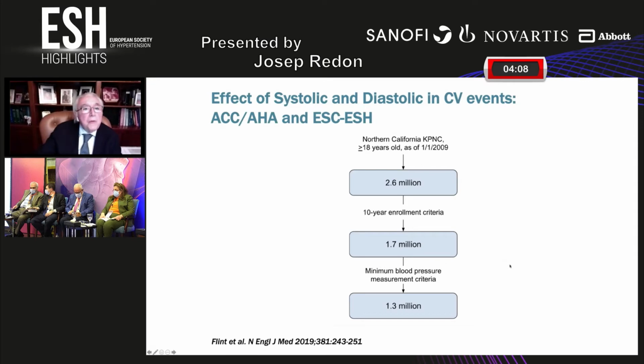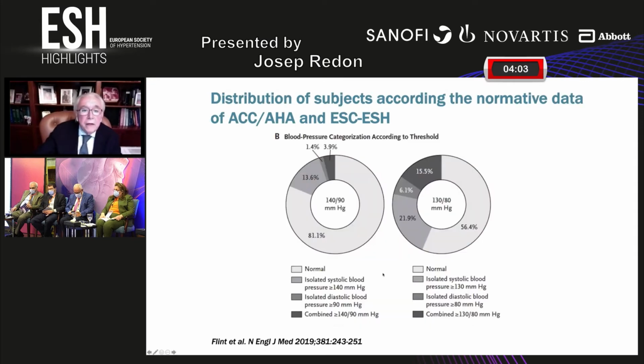What was the result of this? The first is to consider the classification according to whether we use the classification of the American Heart Association or the European Society of Hypertension. Then, of course, it's clear that the percent of normal subjects is much greater if we use this classification. I said before that there was an increment of 40%.